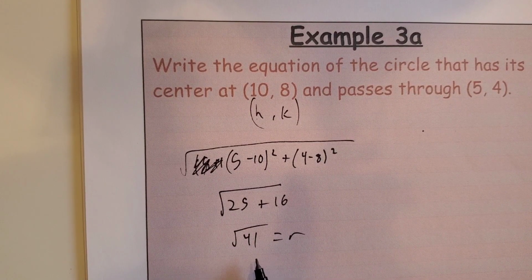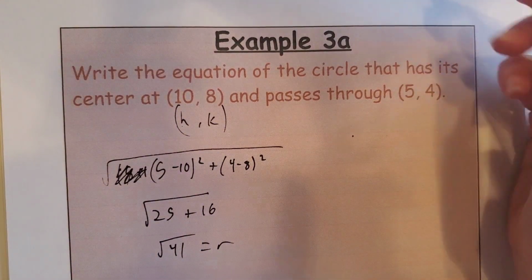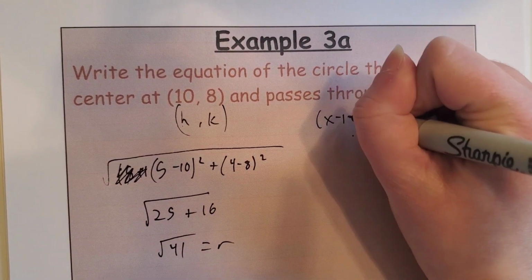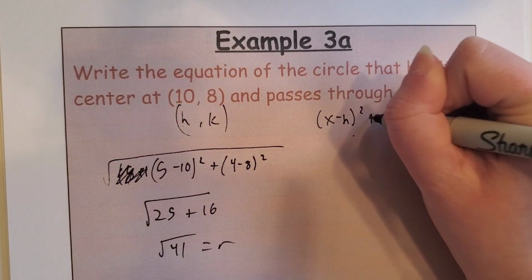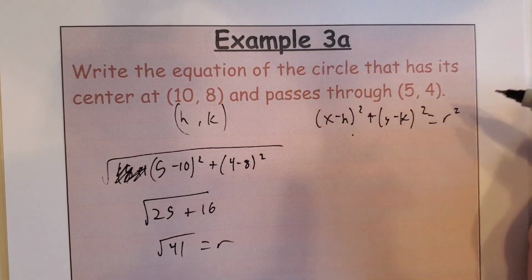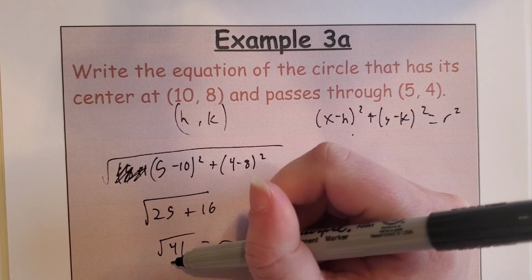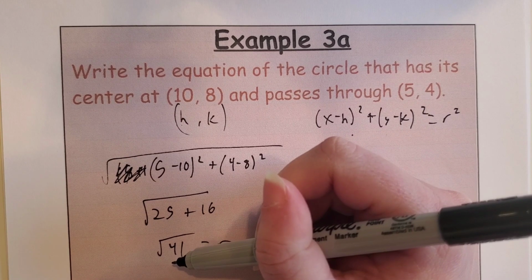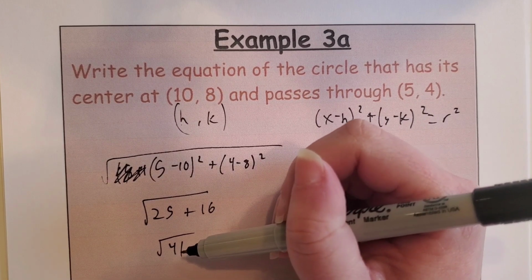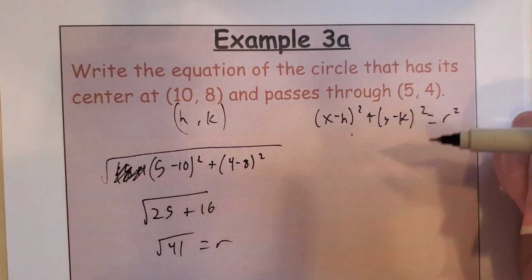You can't simplify that radical, but honestly, you don't even really have to, because if you remember what standard form actually is, x minus h squared plus y minus k squared equals r squared, you're just going to wind up squaring this r value anyway. So when you plug it back in, you're going to do the square root of 41 squared, and the square root and the square are going to end up canceling out anyway. So here's what I mean by that.